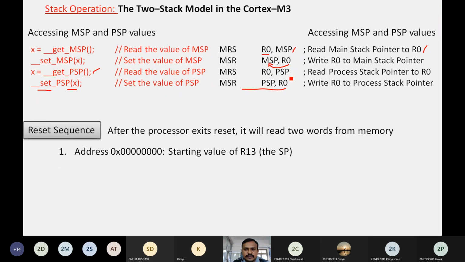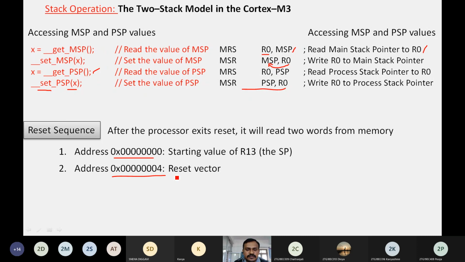The first two-word value: the first word, at address 0 in the memory, is the starting value of R13. R13 is nothing but the stack pointer. And the second word is at address 4. Here it is mentioned in hexadecimal value; 0x is nothing but a hexadecimal value.